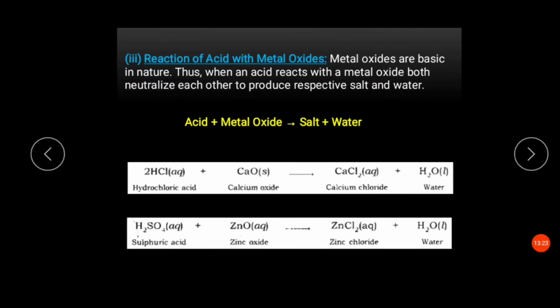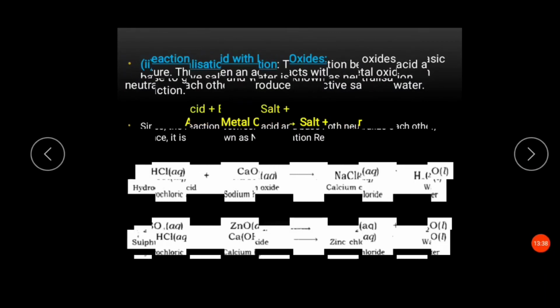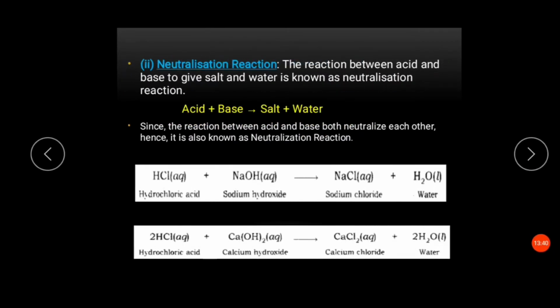Next reaction is when the acid reacts with metal oxide. See, metal oxides, they are basic in nature. Now, if metal oxides are basic in nature, then acid and base react to form salt and water, same as you studied in neutralization reaction. Acid and base react to form salt and water.